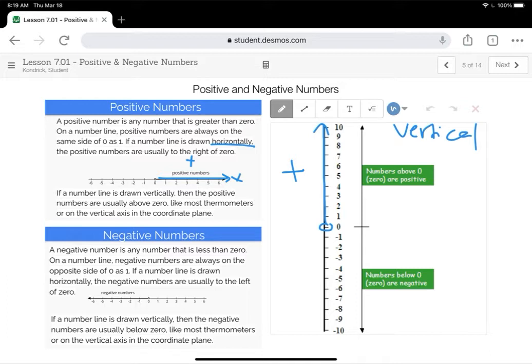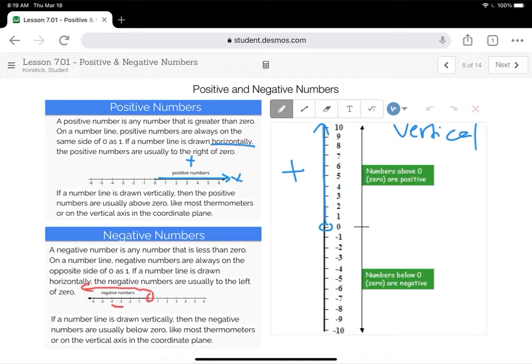Our negative numbers are numbers that are less than 0, and they go to the opposite direction of the positive numbers. What I mean by that is if I'm at 0, as I go one step away, that's -1, -2, -3, -4, so on and so forth. So our negative numbers are to the left.